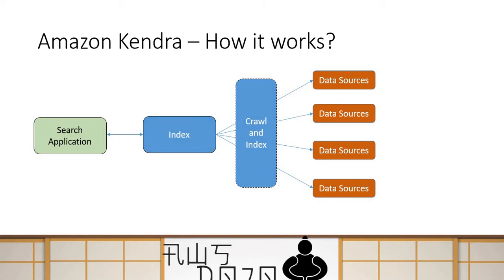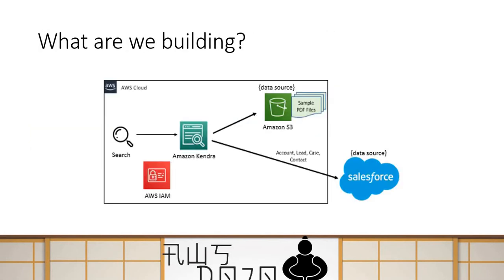Using a similar philosophy of how it works in mind, we are going to implement a scenario today. In this scenario, we will configure Kendra with two data sources. One data source is Salesforce.com. We have a trial version of a Salesforce account configured, which we're simply going to use as one of the data sources. And for this example, we will enable search on account, lead, case, and contact.